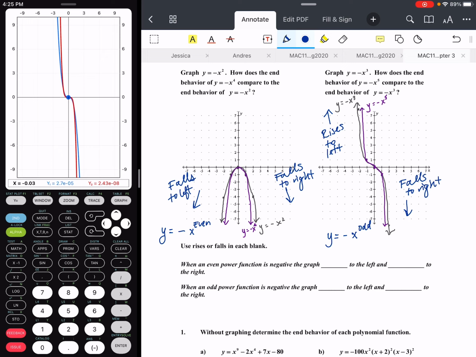Okay, and that will be true of any function that has that basic form, y equals negative x to an odd power. So filling in the blanks, when an even power function is negative, has a negative coefficient, then the graph falls to the left and falls to the right. And when I have an even power function that's negative, I'm picturing y equals negative x squared, my upside down parabola. Then when an odd power function is negative, the graph rises to the left and falls to the right. So there I'm picturing the behavior of y equals negative x cubed.